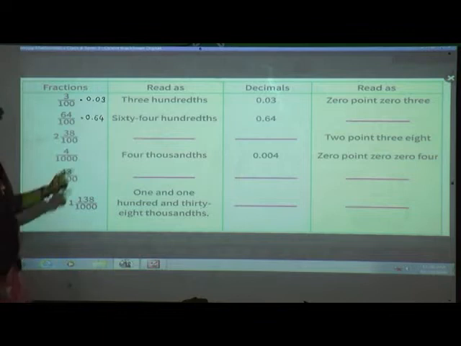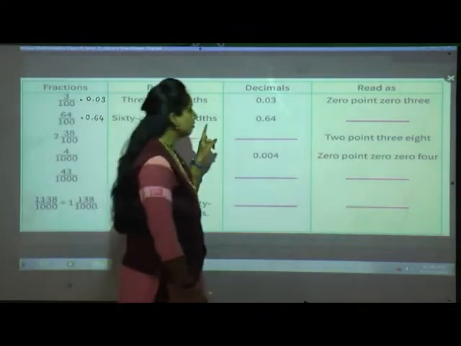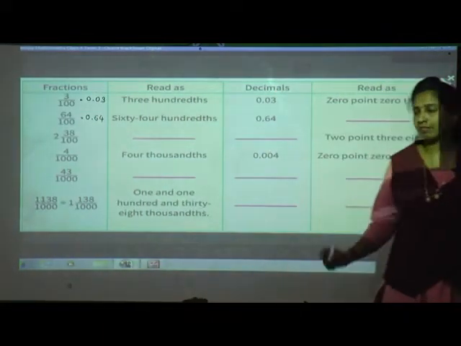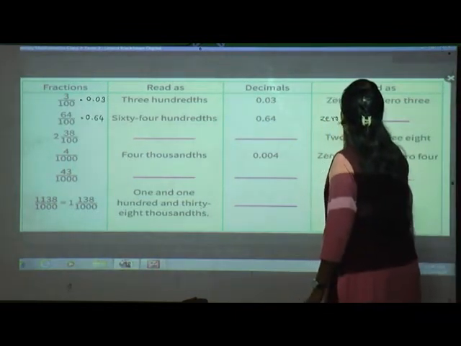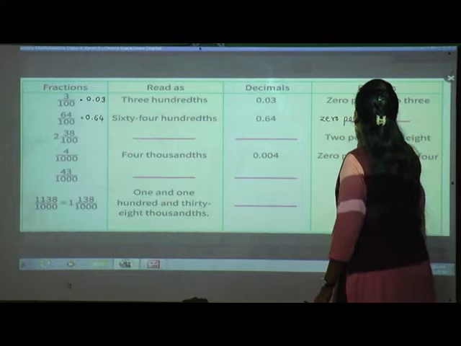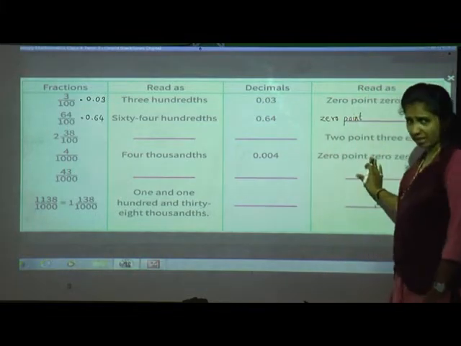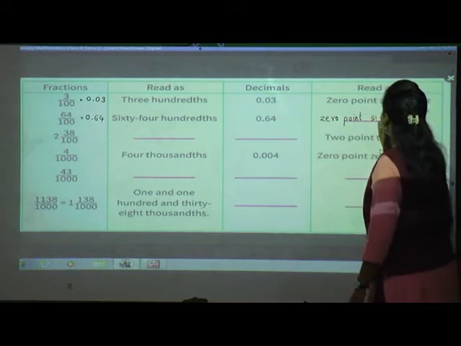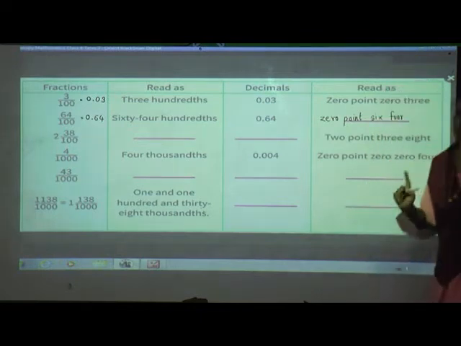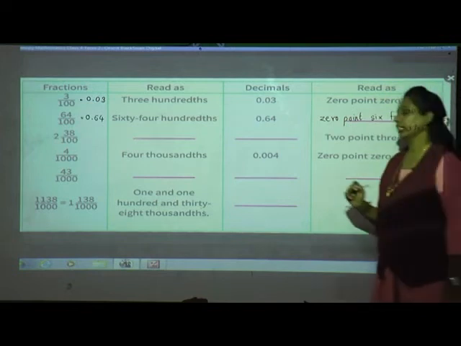Yes, exactly. Now how do we read this decimal number? Now we will write here 0.64. Yes students, sixty-four? No, not at all. Separately, 6 4, we have to read it in this way. Now next.